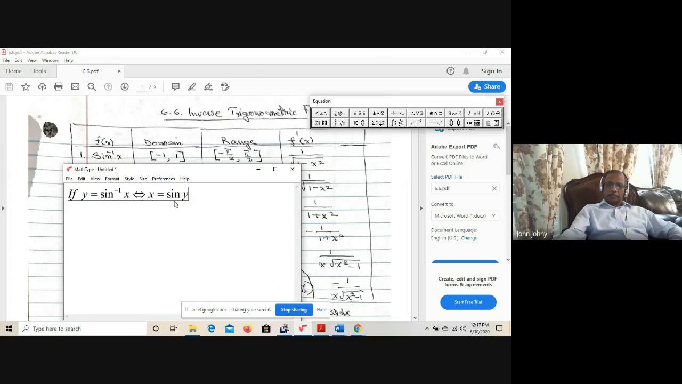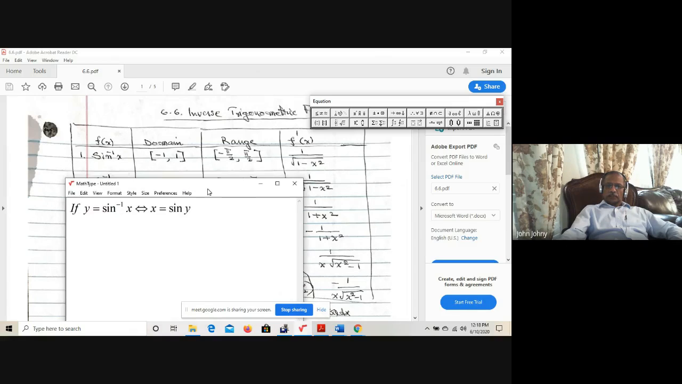restriction. X must be in between -1 and +1, and y is in between -π/2 and +π/2. So that is the restriction. But when you see an equation like y is equal to sine inverse x, you may replace that by x is equal to sine y.